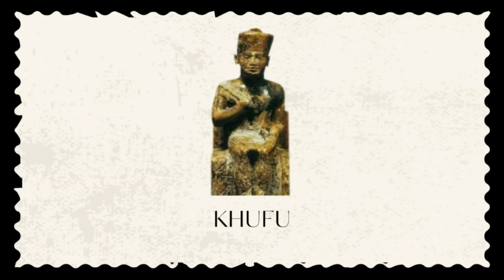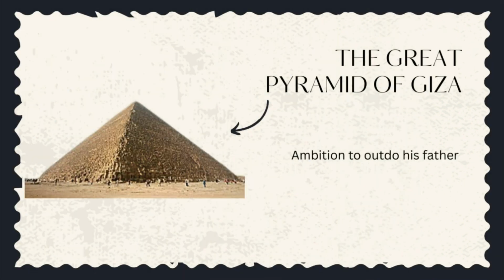Next on the list is Khufu, ruler during the Old Kingdom. Archaeologists believe that he was the one who designed the Great Pyramid of Giza. What inspired him to build such immense structure? Simply to outdo his father, the pharaoh.